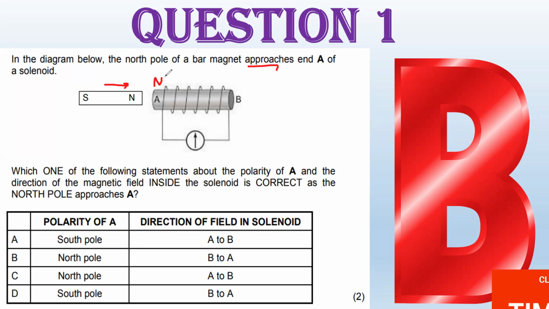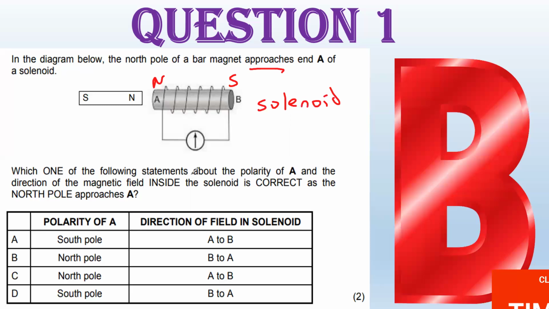But if it is going away, what's going on? If it is going away, you have opposite polarity. A will be S and then B will be N. But now for this question, they said the magnet is coming closer, approaching the solenoid. So coming closer, A is N and then B is S. First of all, we have this polarity for A and for B.